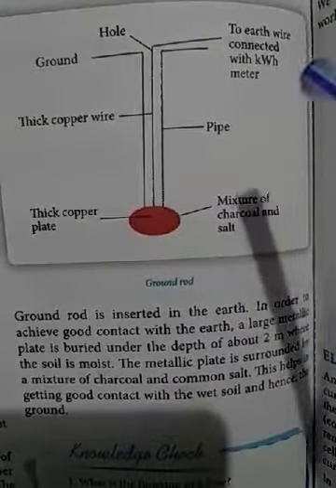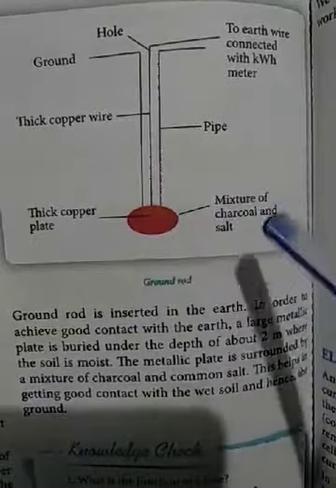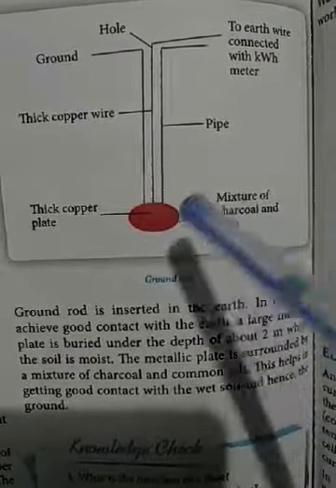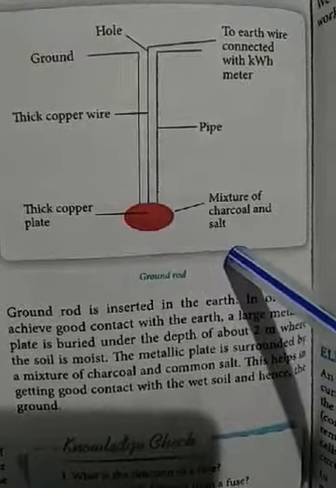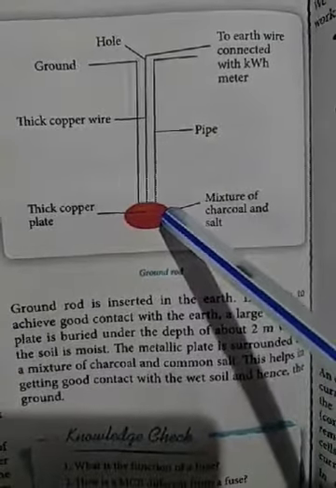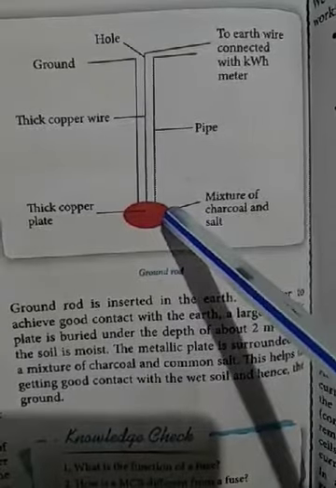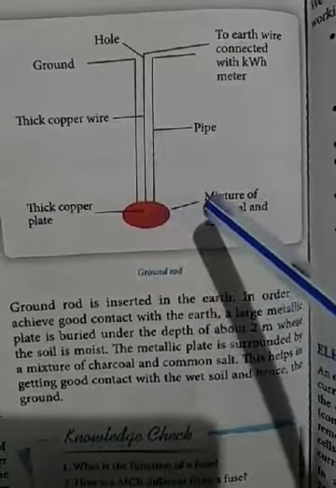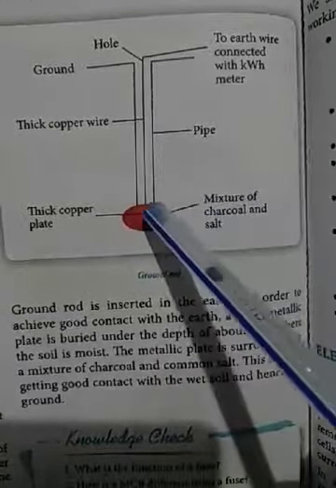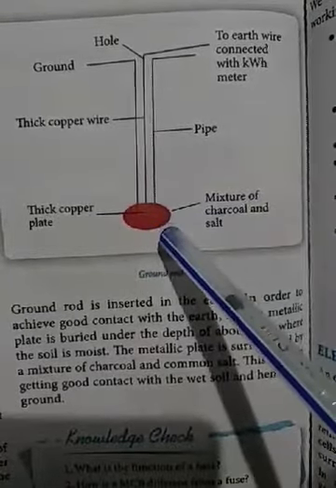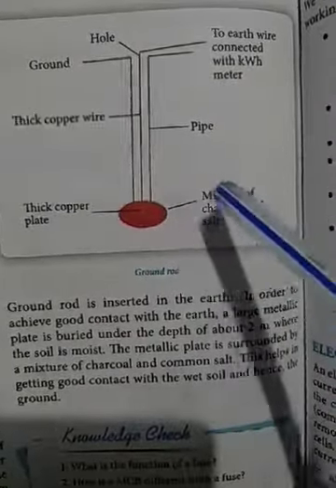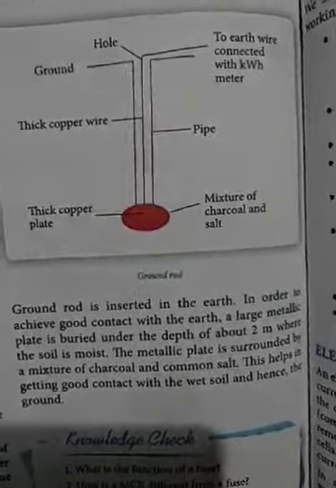A ground rod is inserted in the earth. In order to achieve good contact with the earth, a large metallic plate is buried at a depth of about 2 meters where the soil is most moist. The metallic plate is surrounded by a mixture of charcoal and salt. This helps in getting good contact with wet soil and hence the ground.